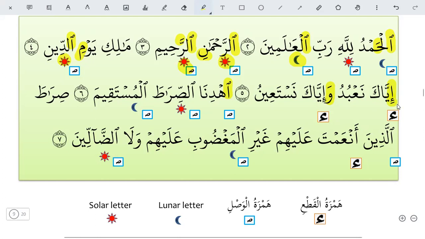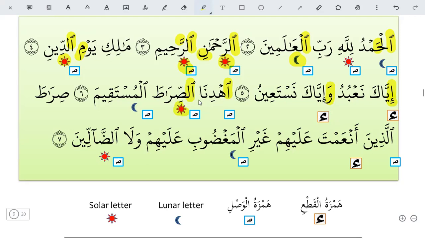Okay. And this one, Hamzatul Wasl, Hamzatul Qat'. This one also Hamzatul Qat'. This is Hamzatul Wasl in the beginning of the sentence, so we will pronounce it. Iyya ihdinas-sirat. Sad is also a solar letter. So this alif and lam, we will not pronounce.